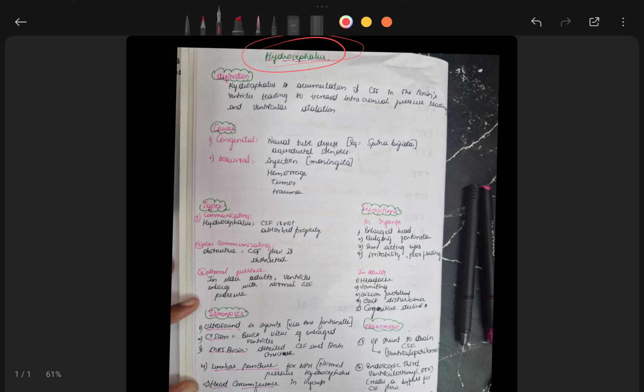Hydrocephalus. A brief presentation for medical students. Definition: Hydrocephalus is the accumulation of CSF in the brain ventricles, leading to increased intracranial pressure and ventricular dilatation.